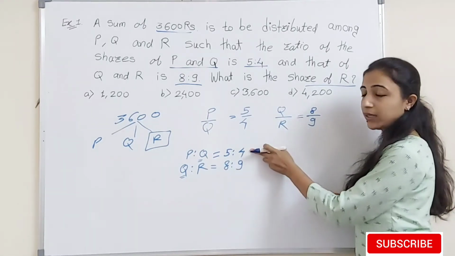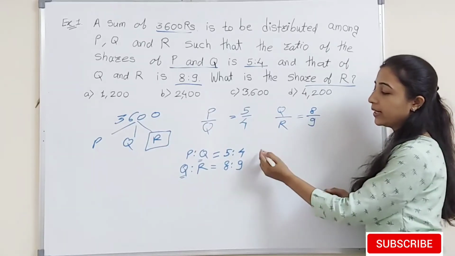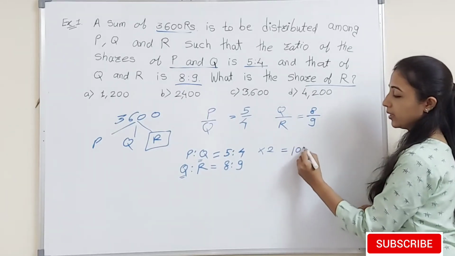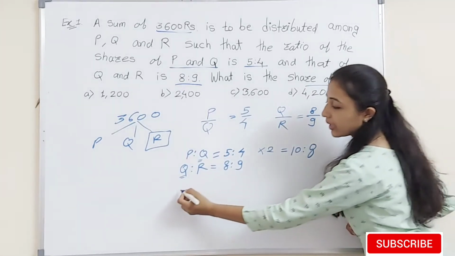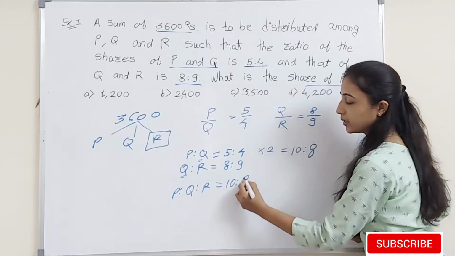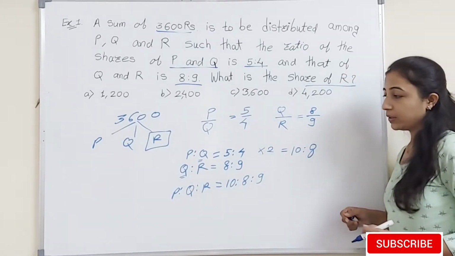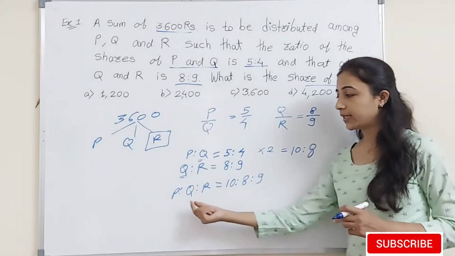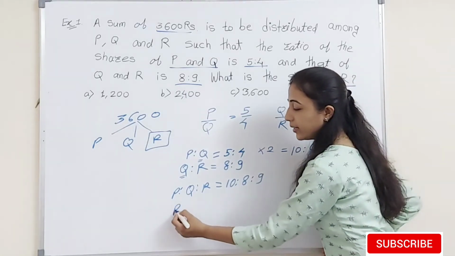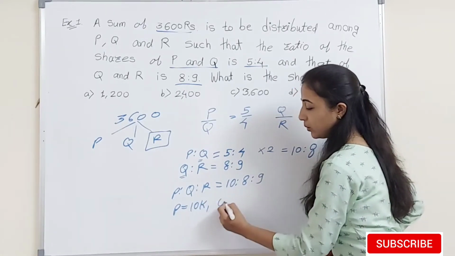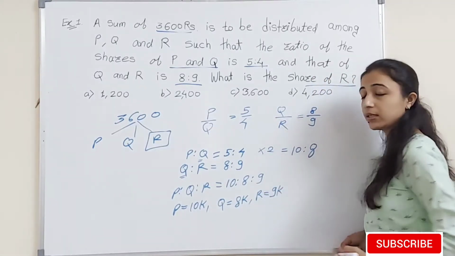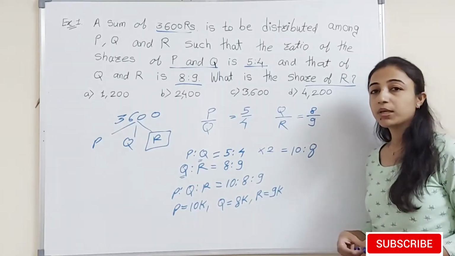Here it is 8 and this one is 4. To convert this 4 into 8, we just have to multiply this term by 2. So it is nothing but 10:8. And from this, we can write P:Q:R is equal to 10:8:9. And we know that when the ratio is given, we have to take a similar quantity, that is K. So we write P equals 10K, Q equals 8K and R equals 9K. It denotes the exact amounts of P, Q and R.